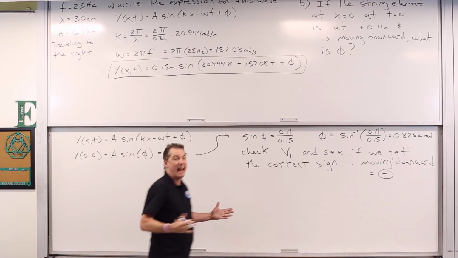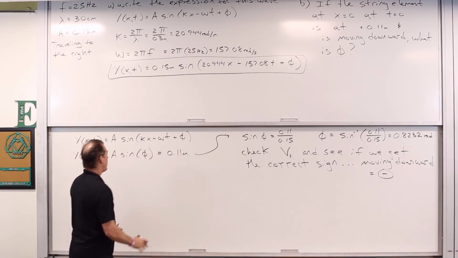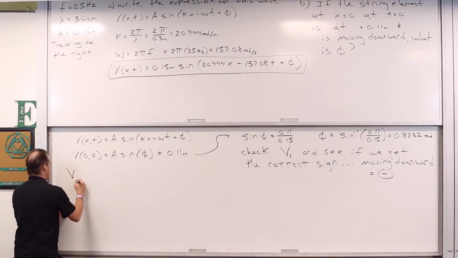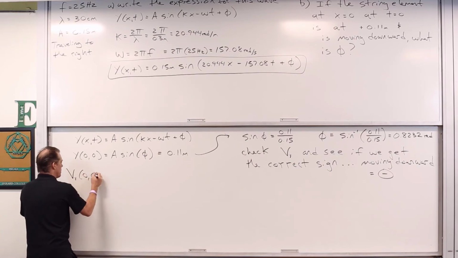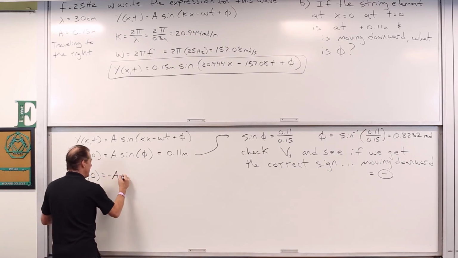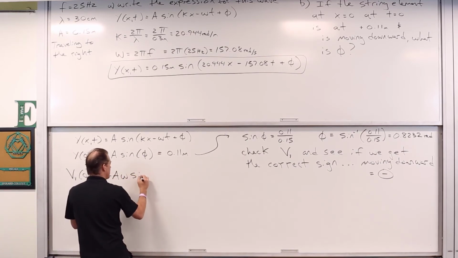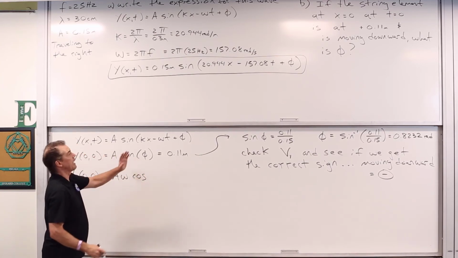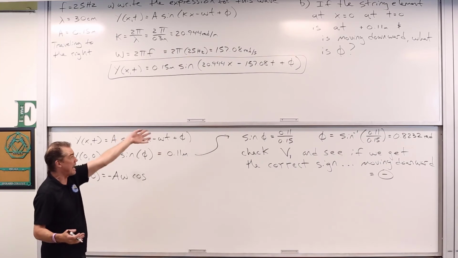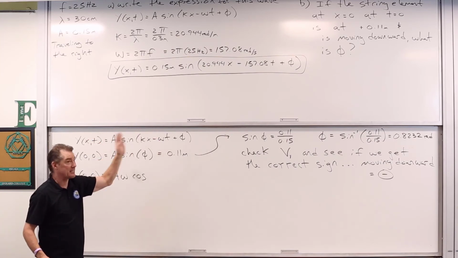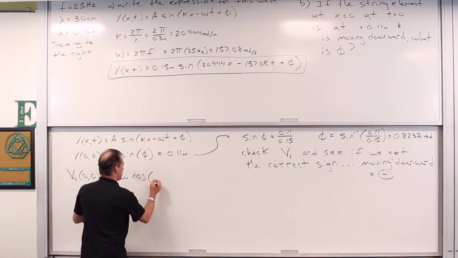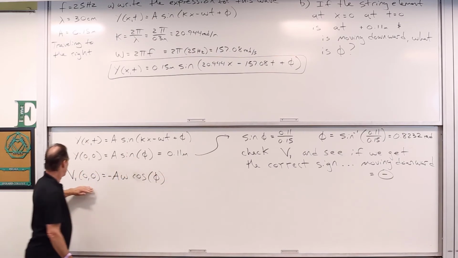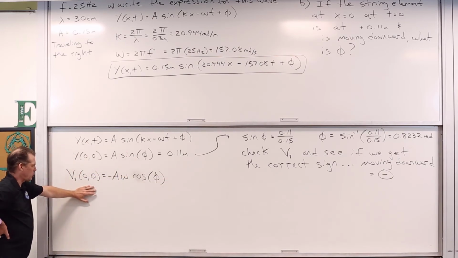Moving downward equals negative, right? So let us go ahead and look at this. V sub y of 0, 0 is equal to negative a omega times the cosine of kx minus omega t plus phi, but x and t are 0. So this just leaves us with this, again, evaluating the transverse velocity at t equals 0.